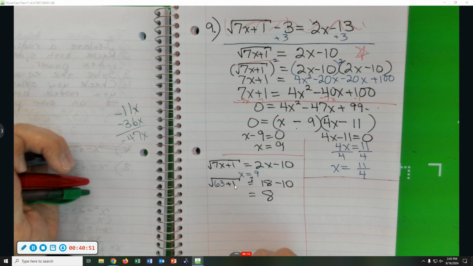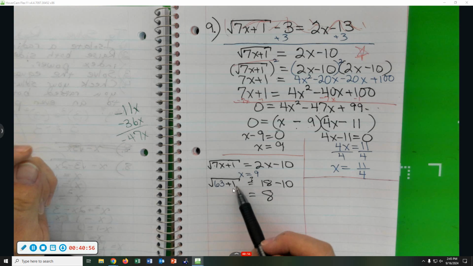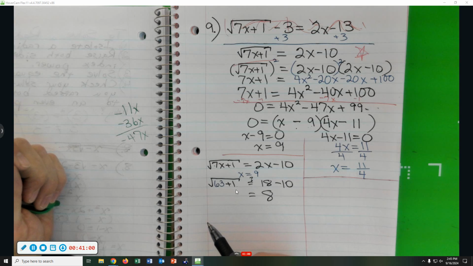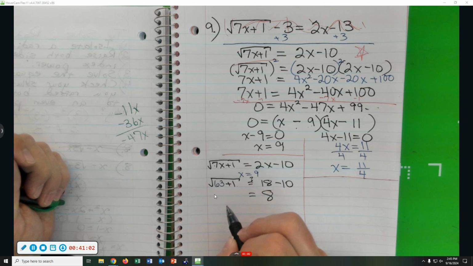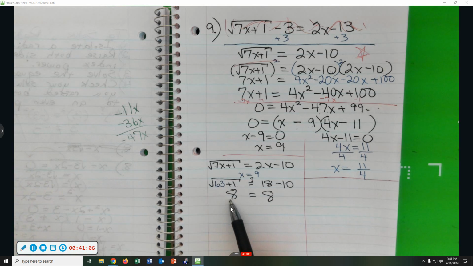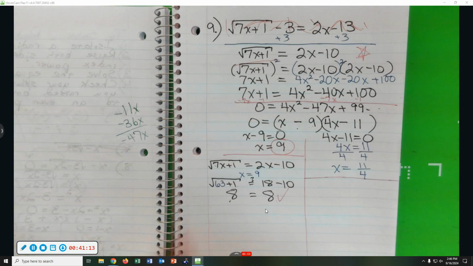63 plus 1 is 64. And what's the square root of 64? Yeah, square root of 64 is 8. Does the left side equal the right side? Yes, it does. So 9 checks.